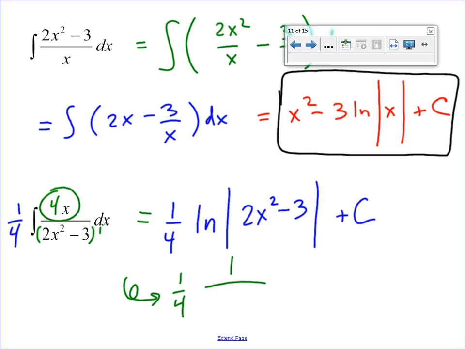And a quick check: 1/4 times 1 over the function times the derivative of the function. 4, 1/4, and I get x over, hey, that's the same thing. Math works. Yay.